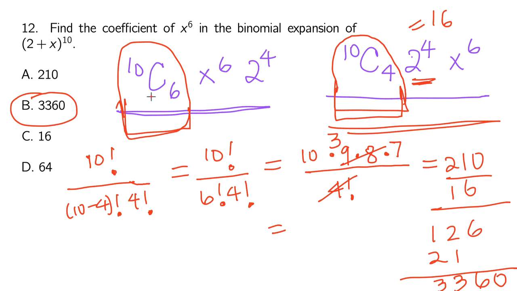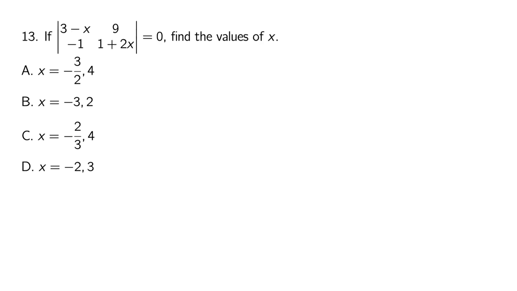Some calculators can calculate 10 choose 6 and 10 choose 4. You can do that and then multiply by 2 to the power 4. The next problem is this, where we are supposed to evaluate some determinant. The formula for the determinant is to multiply this one by this one, and then subtract the product of this and this.